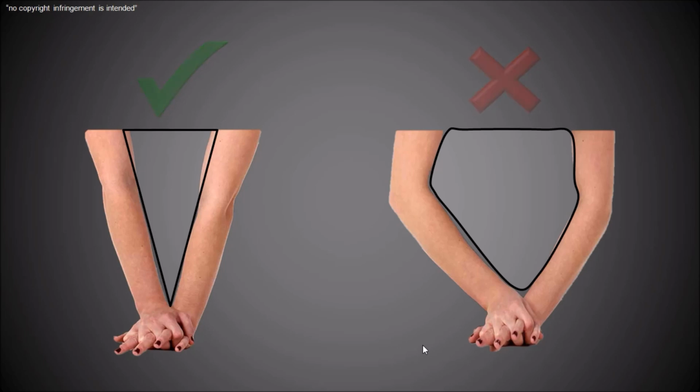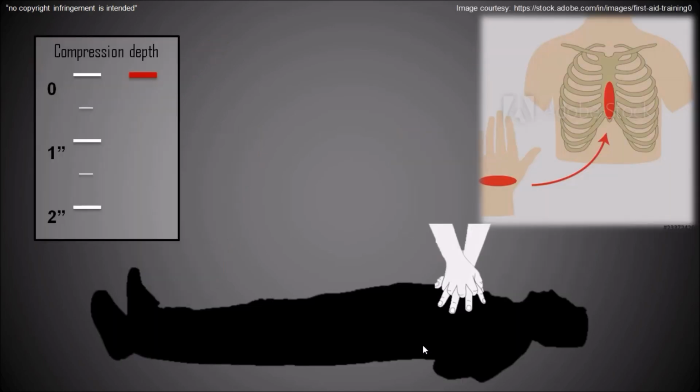Push down with all your body weight, depressing the chest 1.5 to 2 inches. Push down hard and fast. Try to maintain a rate of 100 beats per minute. Allow the chest to recoil or spring back after each compression. Now, if you're untrained, continue CPR until they show signs of life or until the ambulance arrives. If you're trained, move on to the next 2 steps.